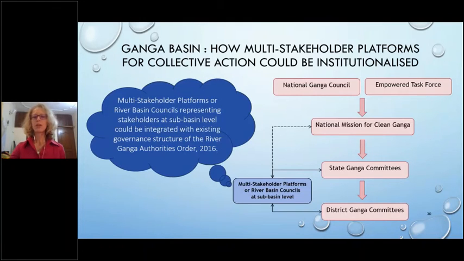Now, the multi-stakeholder platforms or river basin councils can be established at the sub-basin level, and they can be easily integrated in this governance structure. Links can be made to the district Ganga committees and the state Ganga committees, in which already limited stakeholders are allowed to be members. So we already have a limited participation in this existing institutionalized structure. And these multi-stakeholder platforms, or we can call them also river basin councils, could involve more voices of the stakeholders at the lower level of governance that we saw earlier in this presentation.